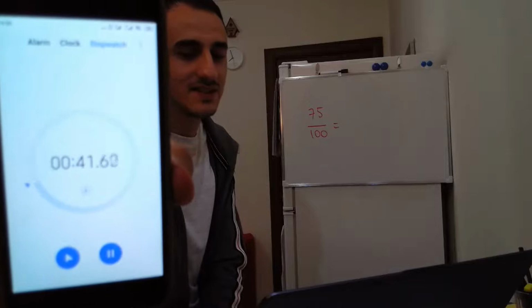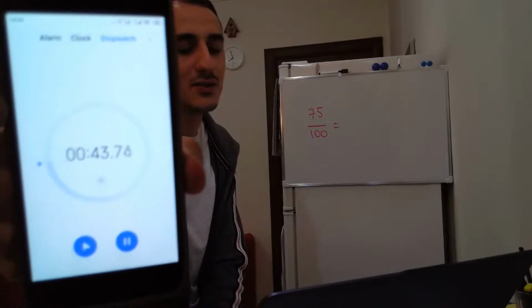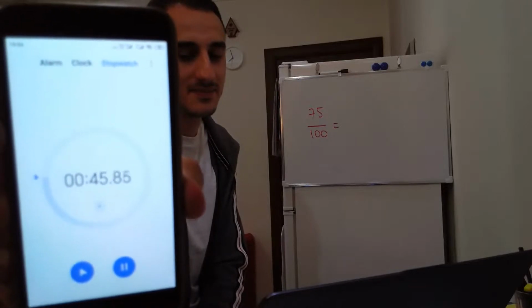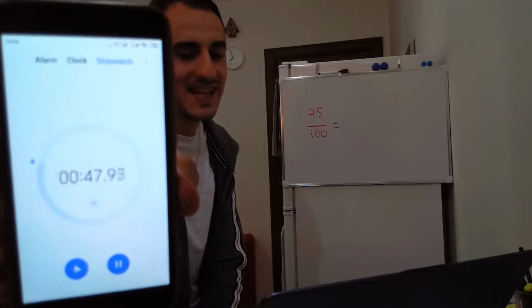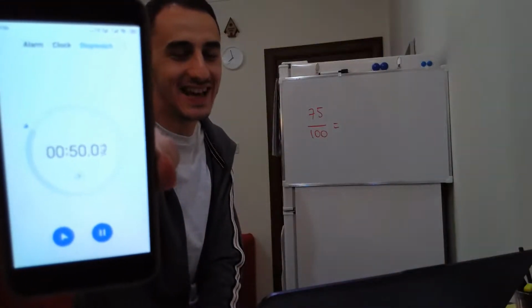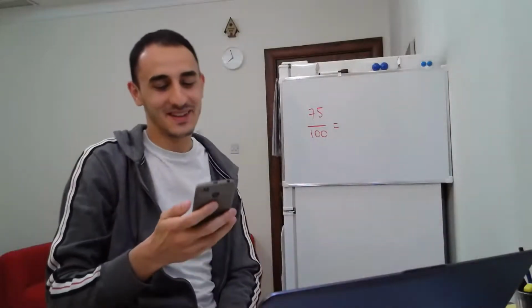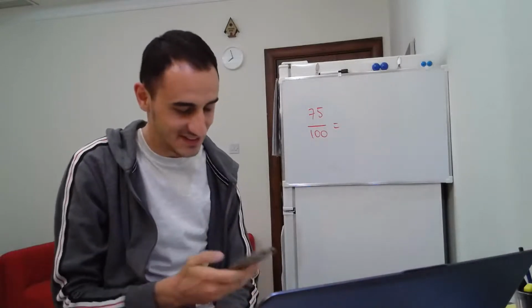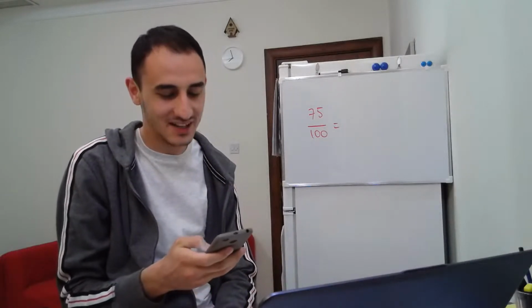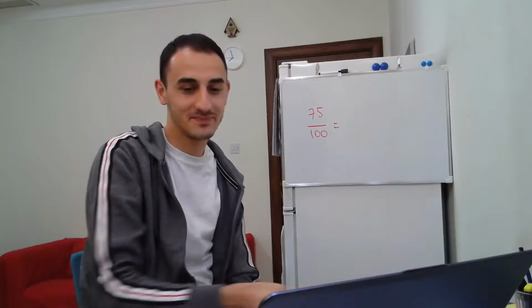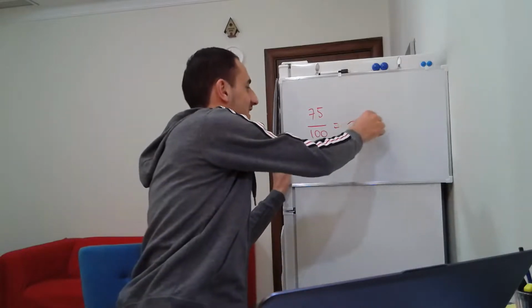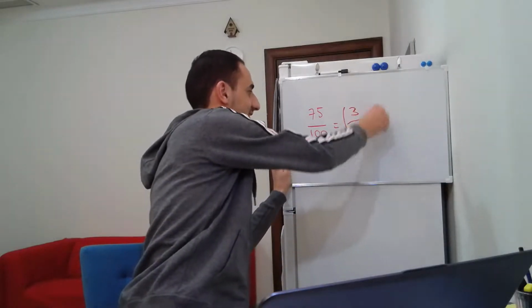Write this fraction in the simplest form. 75 out of 100. Yes, Badr! You won the game! And we still have 7 seconds, but anyway. Okay. Remind me. It is 3 out of 4. The simplest form.